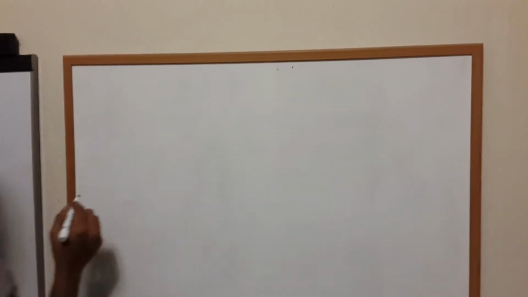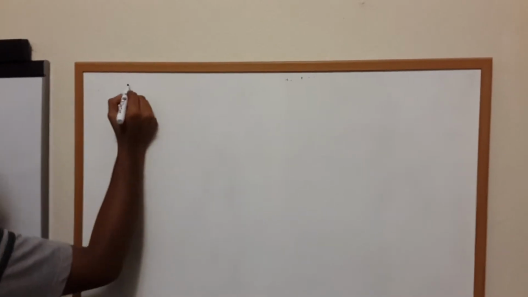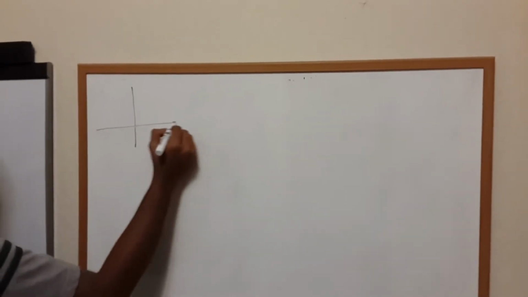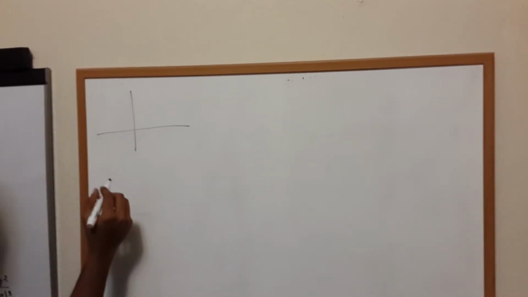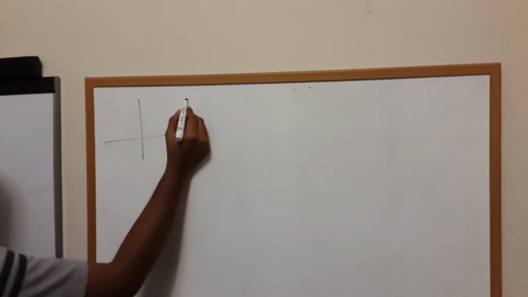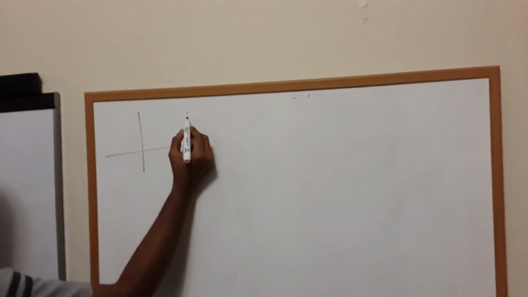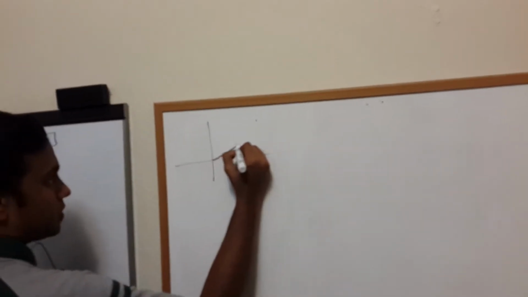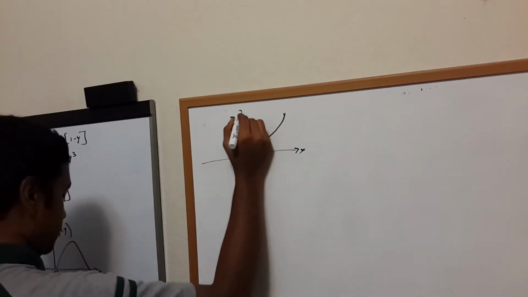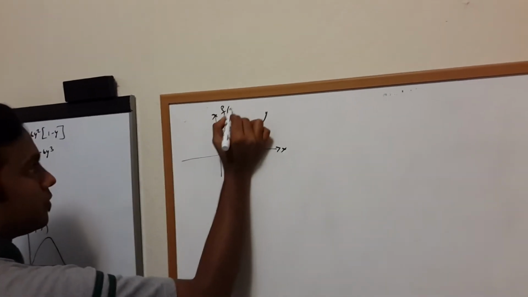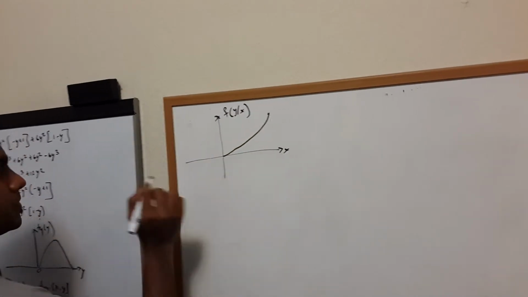Now to plot the graph for the conditional density function of f of y given x. Now when x equal to 0, the graph proceeds to infinity. Now when y equal to 0, the graph is 0. So the graph goes like this. So this is x, this is f of y given x.